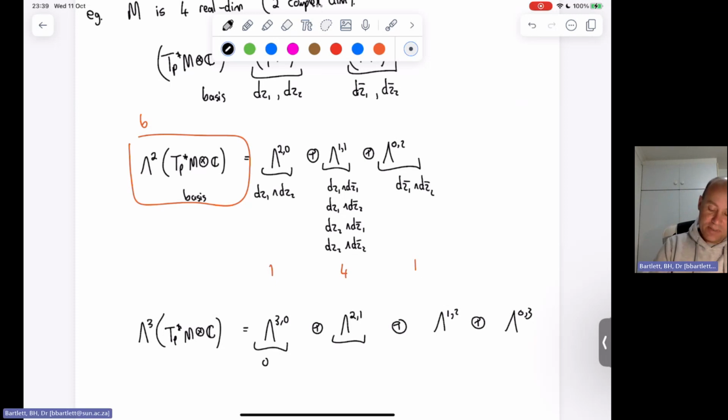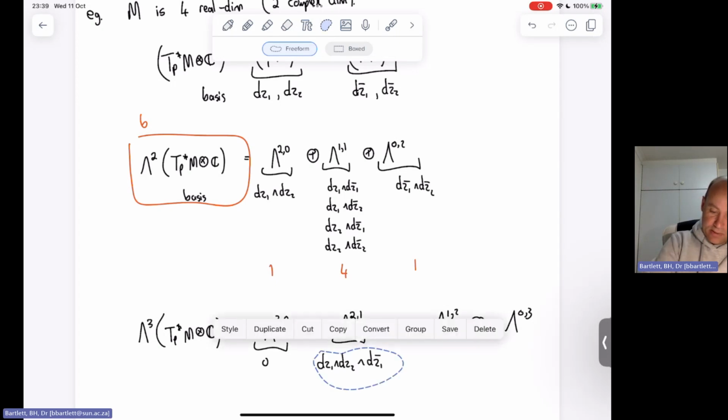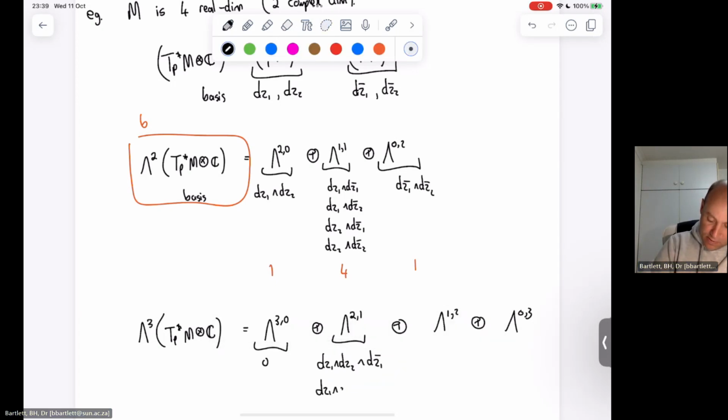Over here, I have got to do 2 of the dz's. So I can do that, dz1 wedge dz2, that's the best I can do. And then I'm going to have 1 of the dz bars. So I can do a dz1 bar, or I could do a dz2 bar. Similarly, over here, I need to have 1 of the dz's, and then I have to have 2 of the z bars. So these are the 2 possibilities.